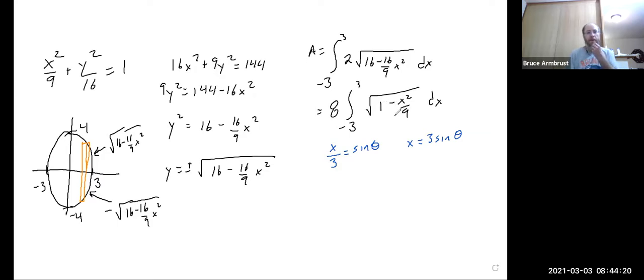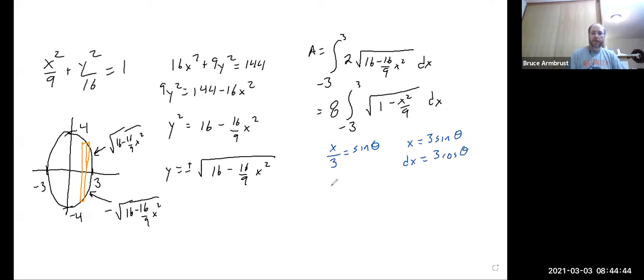And I think when we first built it, we saw it as the square root of a squared minus x squared. So x is equal to a sine theta. But we're going to use x equals 3 sine theta. So dx is going to be 3 cosine of theta. So let's see what this gives us.